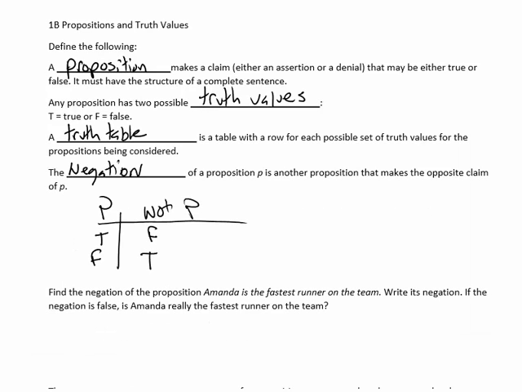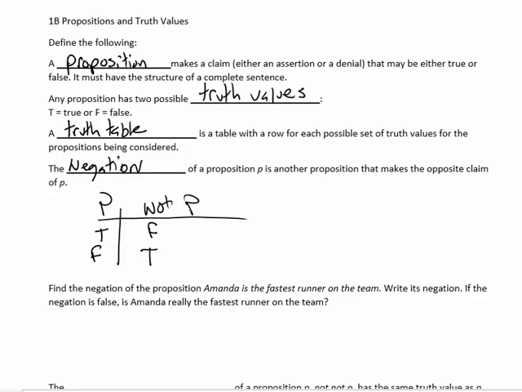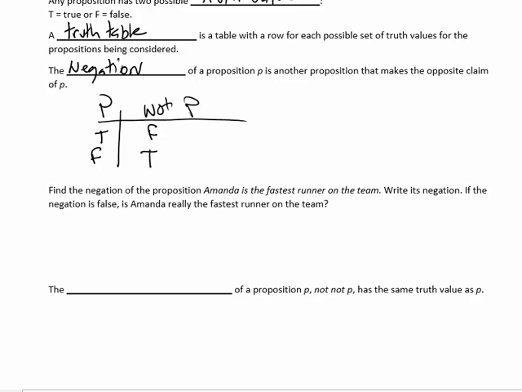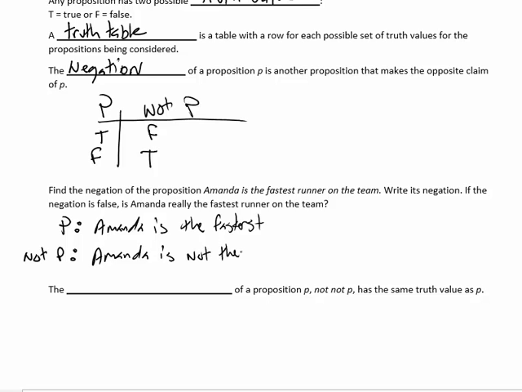Okay, so let's take a look at an example of how this actually would work in a statement. Find the negation of the proposition, Amanda is the fastest runner on the team. Write its negation. If it's false, is Amanda really the fastest runner on the team? Okay, so we got a couple of ideas that we need to look at here. So our proposition P is Amanda is the fastest. Okay, so not P, and this is what we're writing, is the negation of this. Amanda is not the fastest.